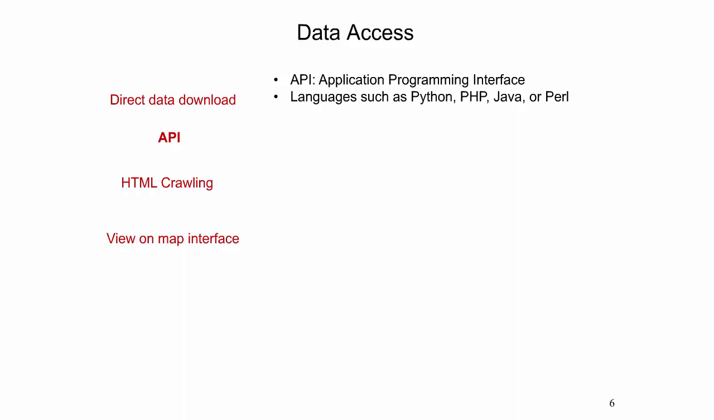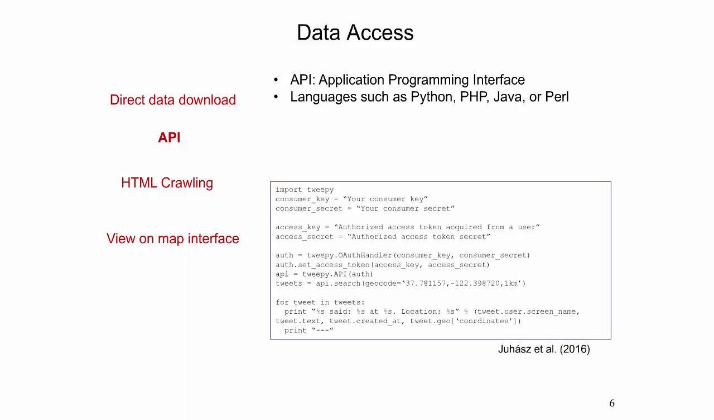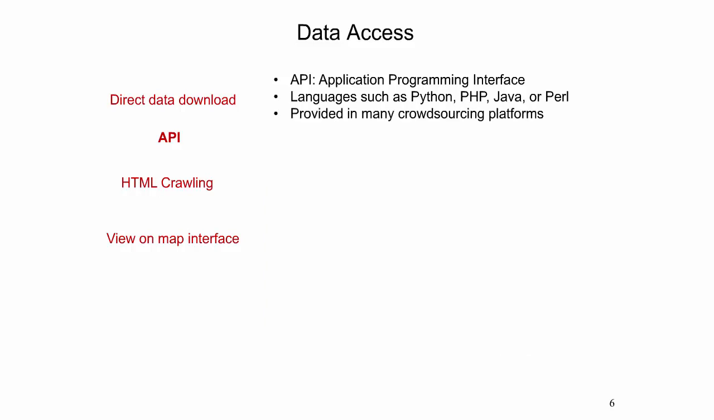An example of an API function is to search for tweets within a given radius from a point location. This returns a response in JSON format. Part of the code that implements such a Twitter search function in Python is shown in this figure. VGI and social media platforms that provide access to at least some of their data through an API include OpenStreetMap, Flickr, Yelp, Mapillary, Twitter, Foursquare, and Facebook.